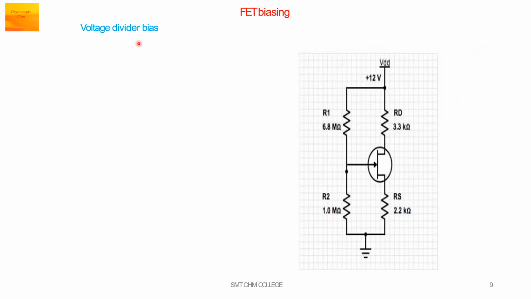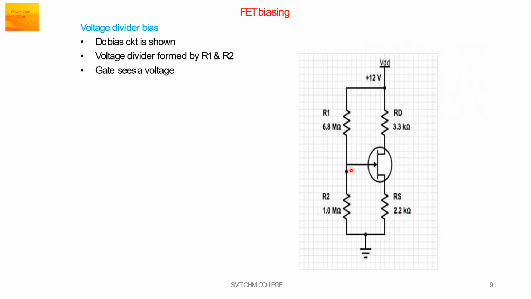Next is the voltage divider bias. This is the circuit diagram. A DC bias circuit is shown. The voltage divider is formed by R1 and R2. So a potential divider is connected to the gate, and because of the voltage divider, the gate will see a voltage which we denote as VG or VTH. The gate voltage will be the voltage across R2, so that will be R2 upon R1 plus R2 into the supply voltage, that is VDD.